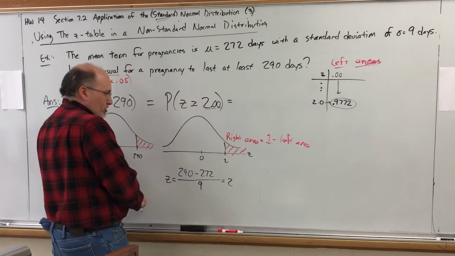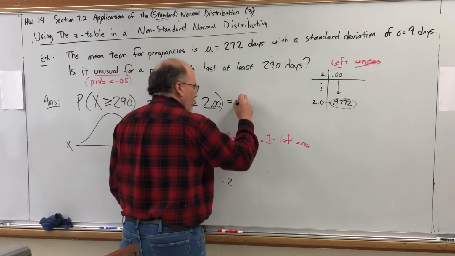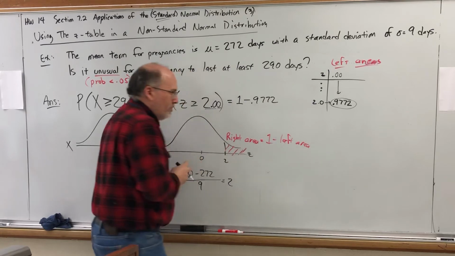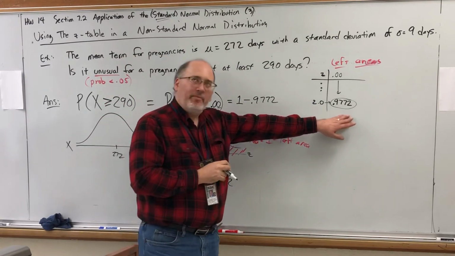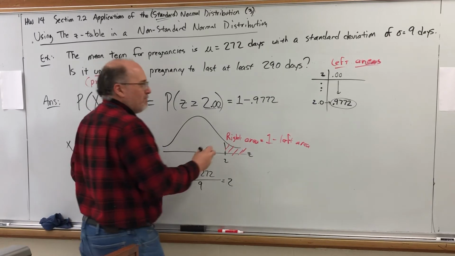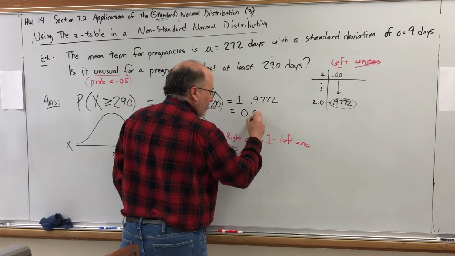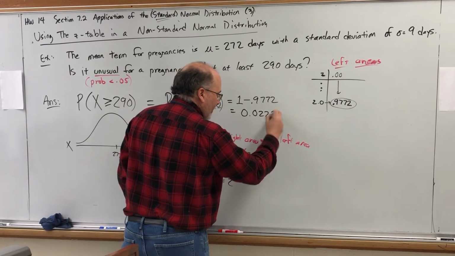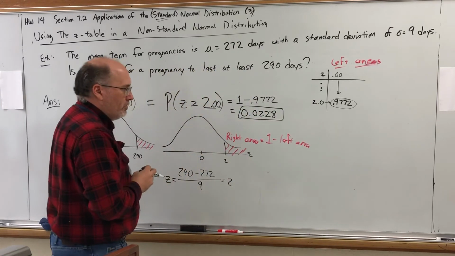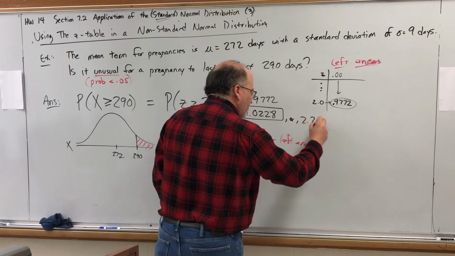So the answer we're looking for is not 0.9722, it's 1 minus 0.9772. I think I just read that number incorrectly a minute ago. But regardless, we need to calculate 1 minus 0.9772, which is 0.0228. And that would be the answer to our question. Or as a percent, 2.28%.